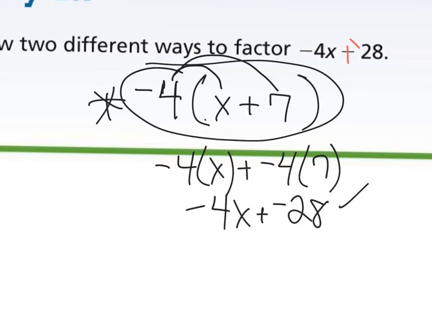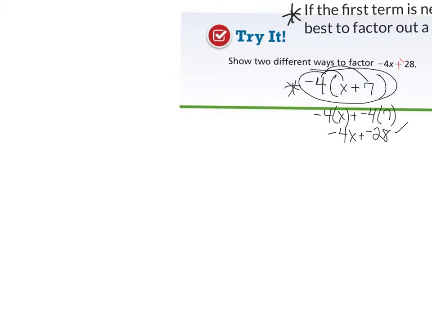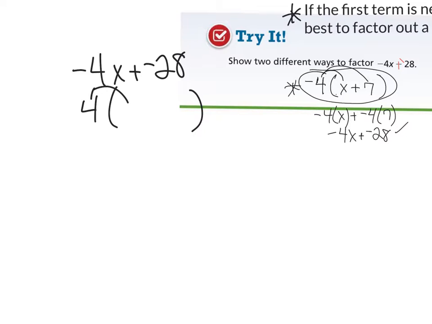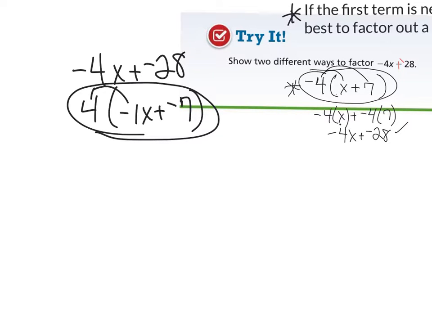Now, this does say show 2 different ways to factor. I wasn't paying attention to that to start out with. So another option, rather than factoring a negative 4, we could have just factored a 4 out. Let me rewrite this so we can keep track of what's happening. If you factor a 4 out, 4 times what to get negative 4x? That would be negative x, or negative 1x. And then 4 times what to get negative 28? That would be negative 7. So that would be another option for us. Okay, so that's 2 different options technically.